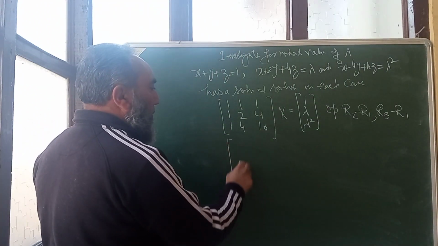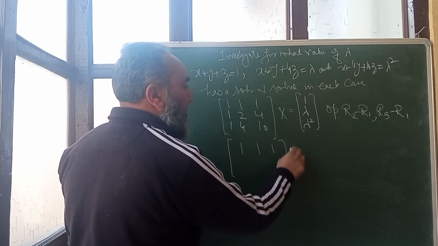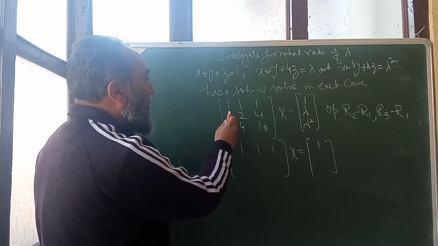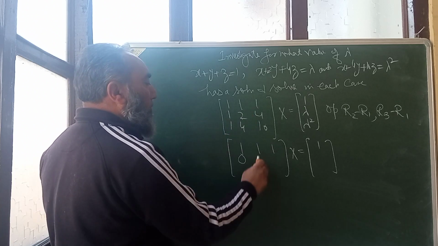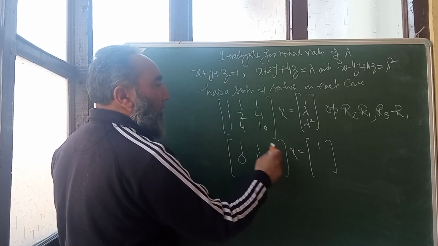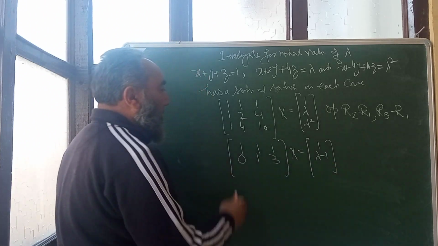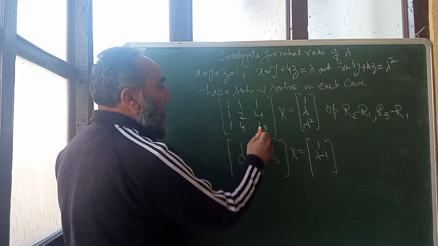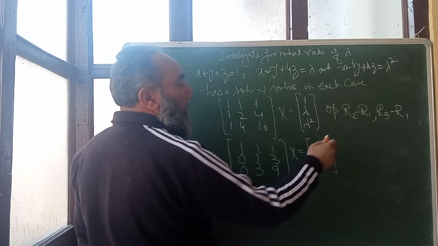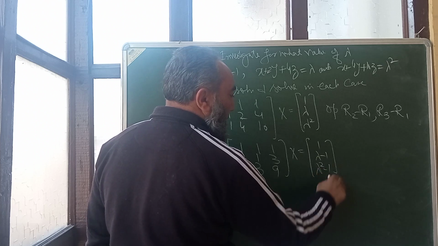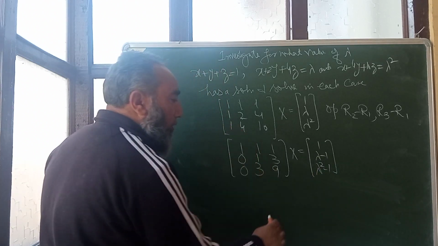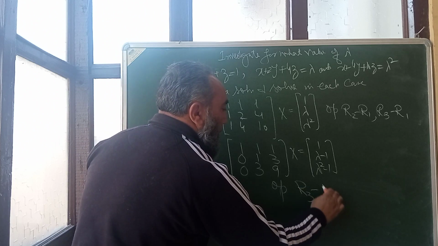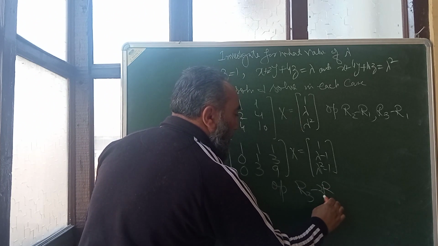You will get 1, 1, 1. Row 2 minus row 1: 1 minus 1 is 0, 2 minus 1 is 1, 4 minus 1 is 3, and this is lambda minus 1. Then row 3 minus row 1: 1 minus 1 is 0, 4 minus 1 is 3, 10 minus 1 is 9, then lambda square minus 1. Now you can make this 0 with the help of this. Operate row 3 minus thrice row 2.